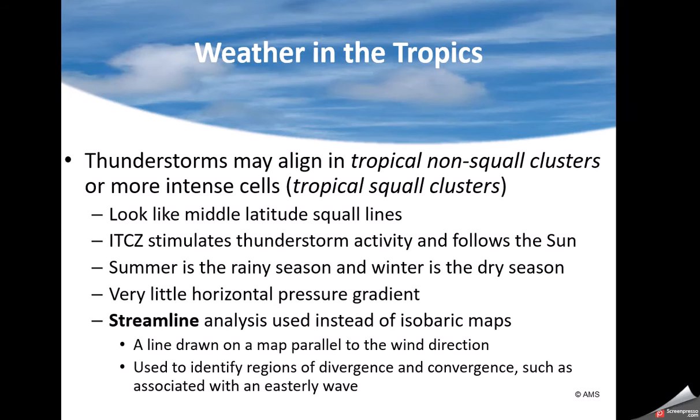So sometimes thunderstorms develop, particularly along the intertropical convergence zone, and it just follows north and south with the sun. And guess what? Summer is the rainy season, winter is the dry season. Very little pressure gradient. That's why we use what we call streamlines to look at it. Think about a streamline. You're just following the flow of the wind. So if you started on a wind barb and just followed around to the next wind barb and so on, that would be how the wind would flow.